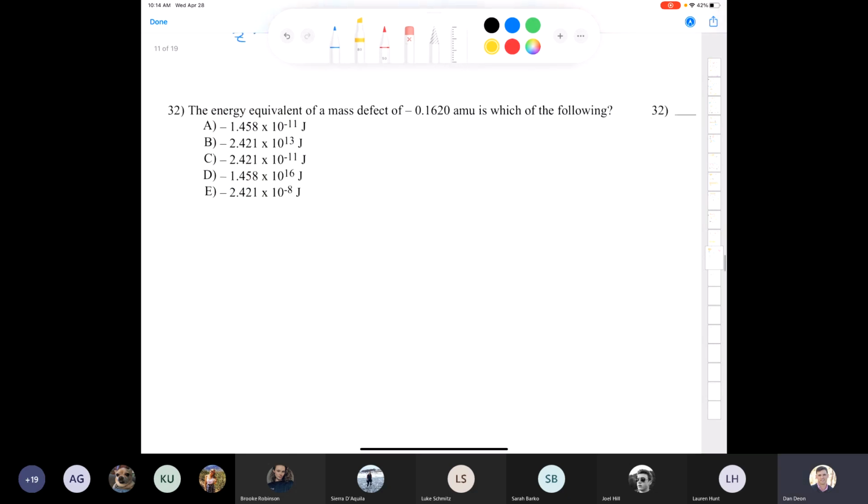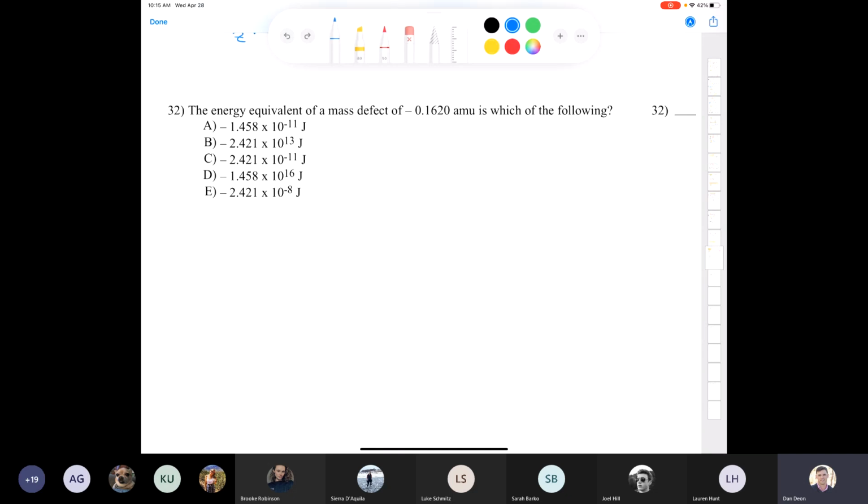Question 32. The energy equivalent of a mass defect of negative 0.1620 atomic mass units is which one of the following? Well, in order for us to solve this problem, we're going to have to use the mass energy equivalence formula, E equals mc squared. But first, we need to figure out what the mass of this many atomic mass units is in kilograms. How much mass was lost, right? That's what it means when we have a negative value for our change in mass. That's our mass defect. We lost some mass, which is converted into energy.